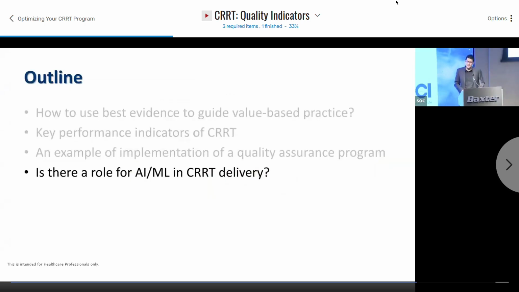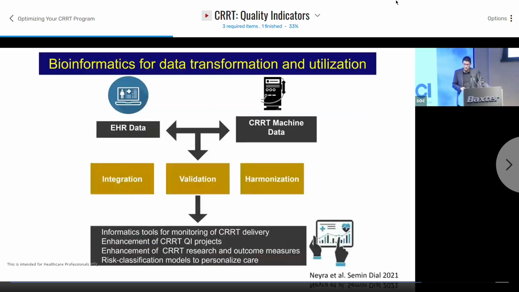And now finally, in the last few minutes, things become more exciting because now we have better tools to not only use data as aggregated reports to create quality assurance, but we can also use data that can impact our day-to-day operations. So if we integrate the data from the EHR and the devices, and the problem here is not only the integration, but we need to validate this and create some harmonization across practices, we can create these informatics tools for monitoring CRRT delivery.